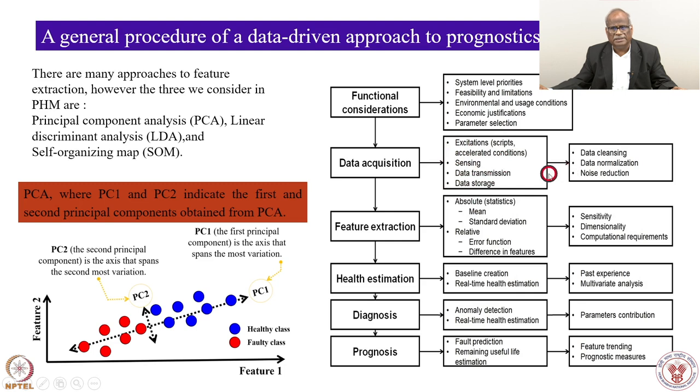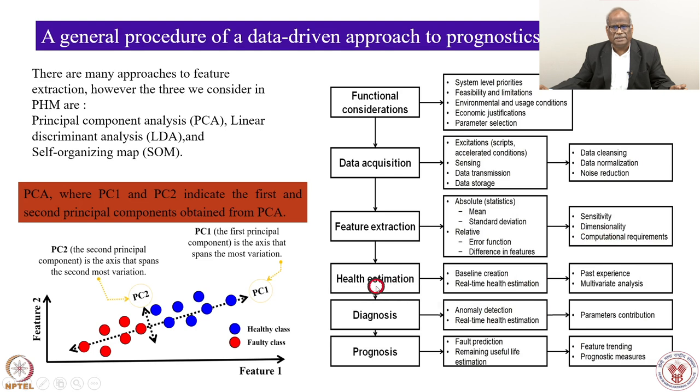And then data cleaning, cleansing, data normalization, noise reduction, these are the processes which form part of pre-processing. And then we have feature extraction. In feature extraction: absolute, mean, standard deviation. Like, as I said, vibration monitoring, then mean value, standard deviation, how much, and then error function. So this forms part of the feature extraction, and then sensitivity analysis, because each data will not be sensitive to our purpose, so we have to see what is sensitive so that we are getting an efficient signal. Dimensionality is also very important, and computational requirements, what are the things that are required.